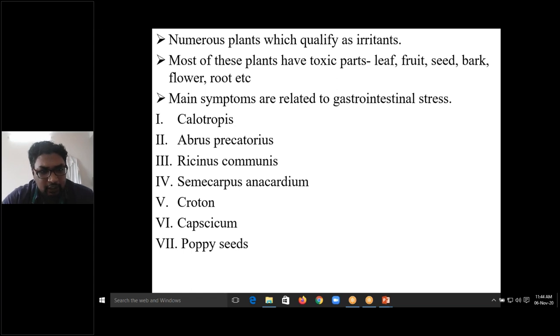The examples of organic irritants: Calotropis, Abrus precatorius, Ricinus communis, Semecarpus anacardium, Croton tiglium, Capsicum annuum, and then poppy seeds. These are the seven plant irritants that we are going to study. Calotropis has Calotropis gigantea and Calotropis procera.